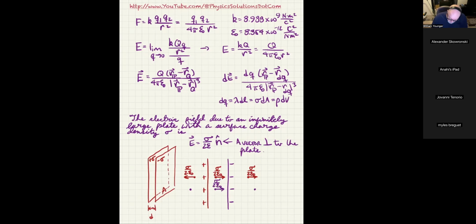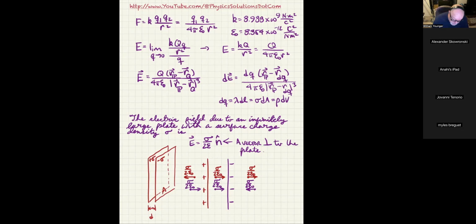Similarly, if I were to put a positive test charge over here to the right of the two plates, that positive test charge would be attracted to the plate and therefore it would run off to the left. So that one would be sigma over 2 epsilon naught as well. And then similarly, if I put a positive test charge on the left hand side of the two plates, that positive charge would be compelled to move towards the negative plate, and therefore it would be sigma over 2 epsilon naught here.